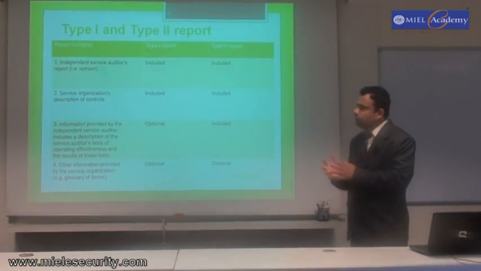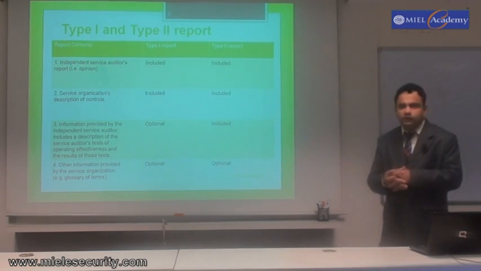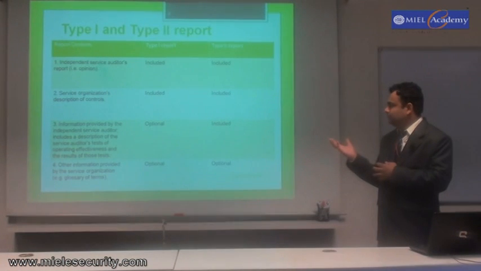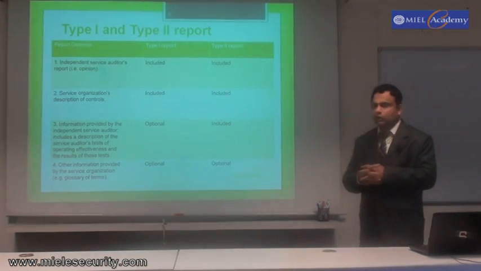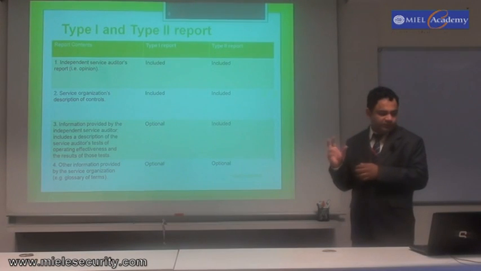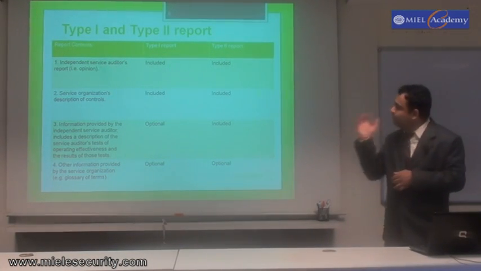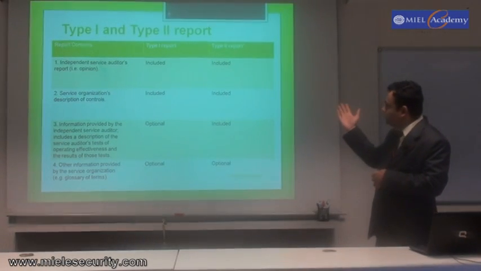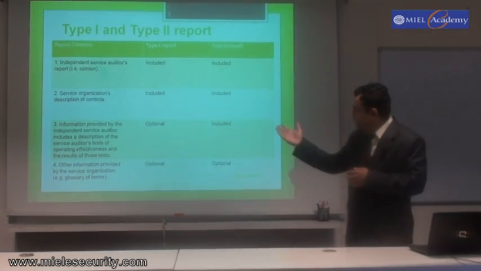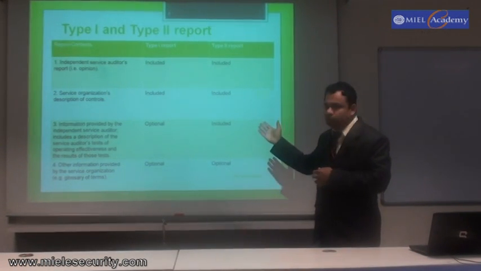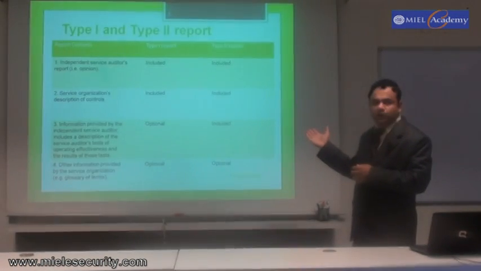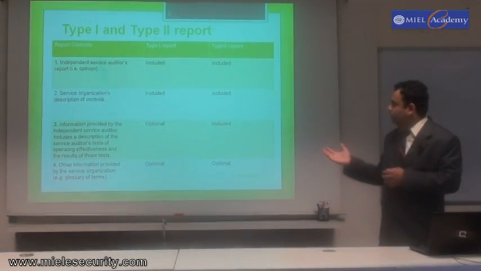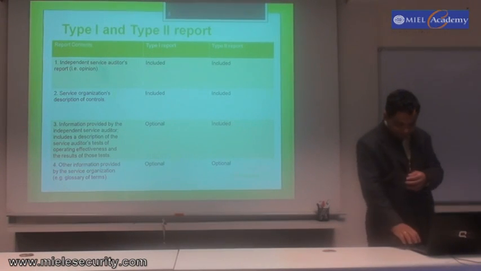It includes what the type 1 report contained, but also it contains the testing of the controls for a given time frame, at least a 6 months time frame. So here we see that the report and the description of controls are included in both the reports, but the testing of the controls themselves is optional in the type 1 report, but that is included in the type 2 report. And the service organization, at its own discretion, can provide more information, which is optional in both the reports.